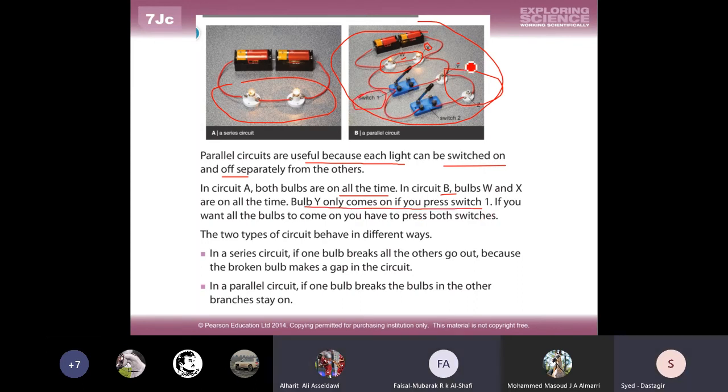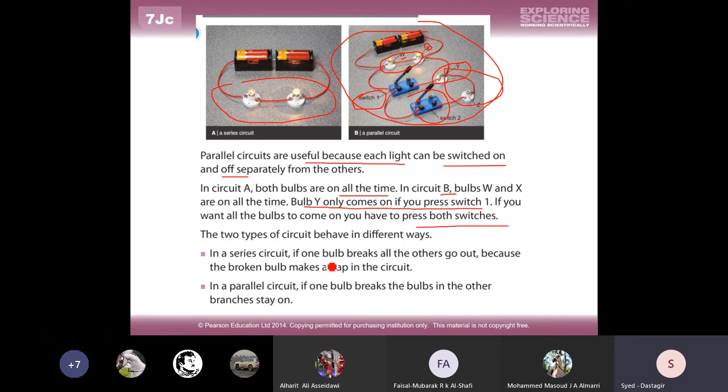Switch 1 is there. That's all I'm speaking. Thank you. If you want all of the bulbs to come on, you have to press both switches. Switch 2 is there. The two types of circuits behave in different ways.